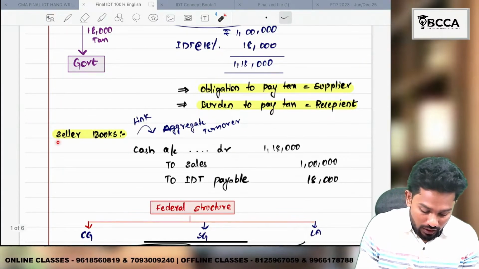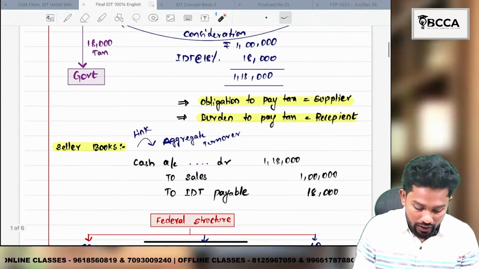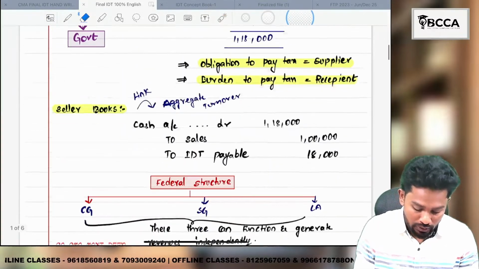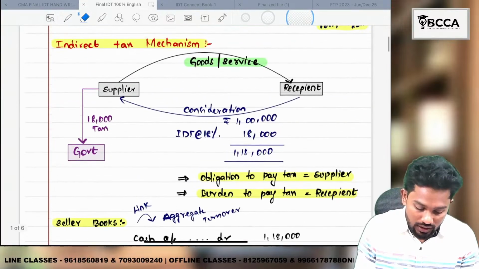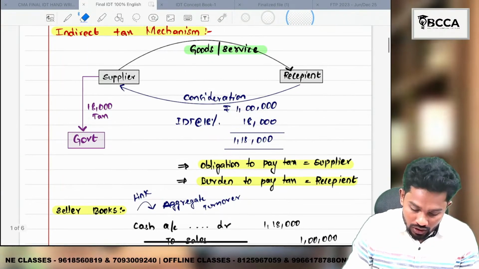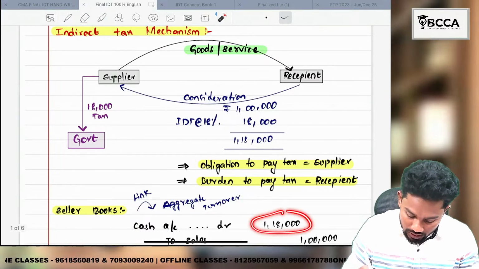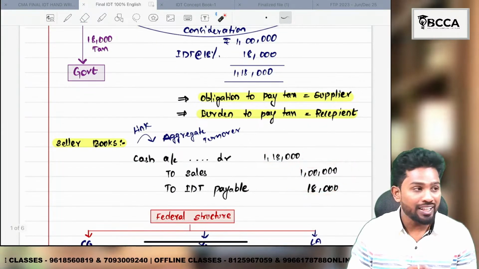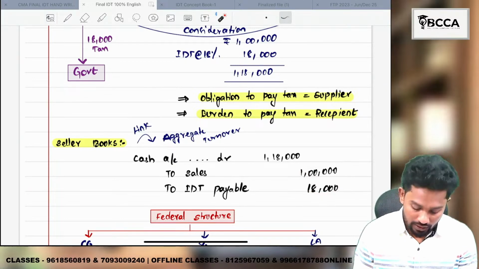Then next, there is a seller. In seller books, I mean, in supplier books, we'll write down the entry for it. What is the entry, sir? Since supplier receives cash, we have taken it as cash account debit 1,18,000 to sales, which is 1 lakh, and to IDT payable, indirect taxes payable, it is 18,000.